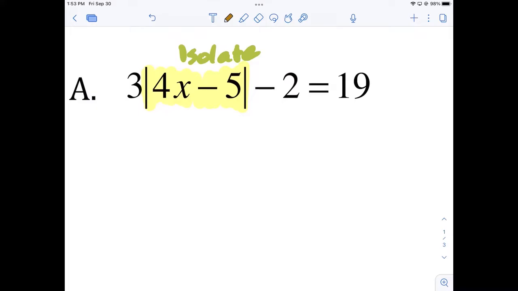All right, so pretend that that's just a big variable x. I need to add 2 to both sides and then divide by 3. So I'll do that in 2 steps. We got 3 times the absolute value of 4x minus 5.